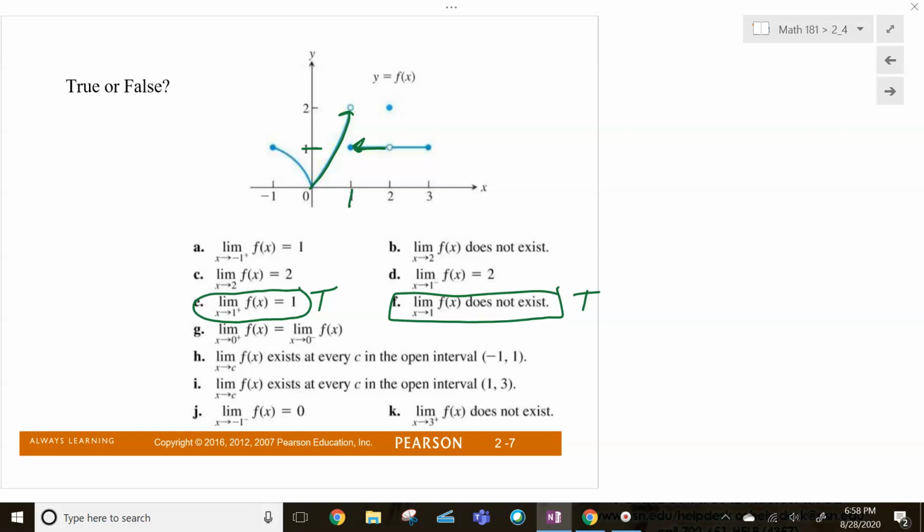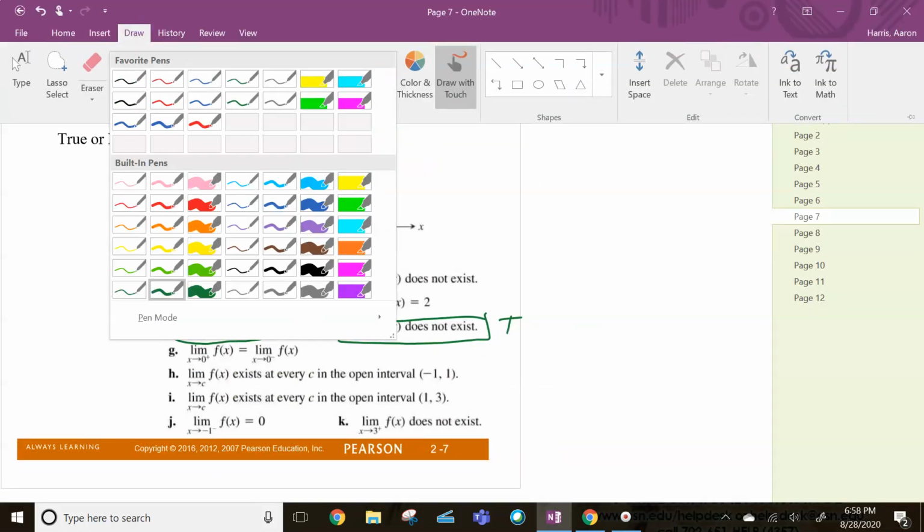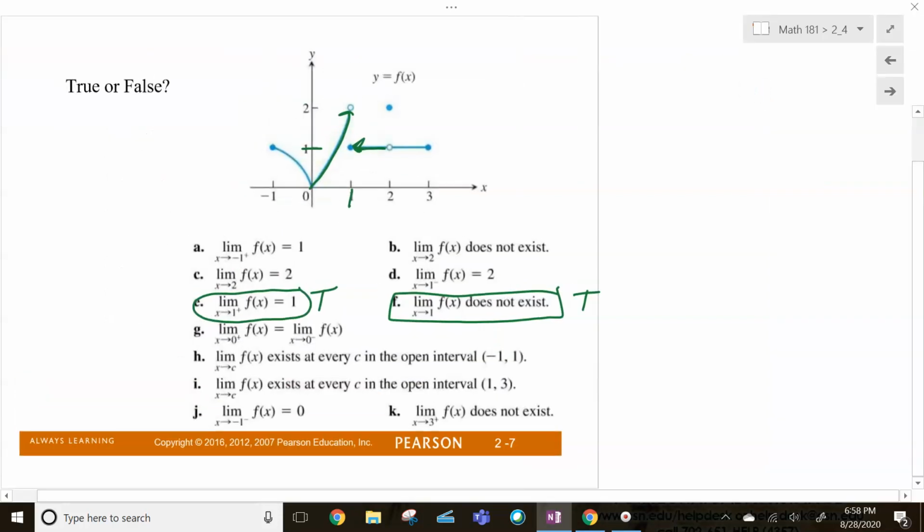G. Limit as x goes to 0 from the right is equivalent to the limit as x goes to 0 from the left. So let's follow. So here's an x value 0. So I follow from the right, follow from the left. Do they agree on getting arbitrarily close to the same thing? Yeah. Their limit's 0. So the overall limit also exists.